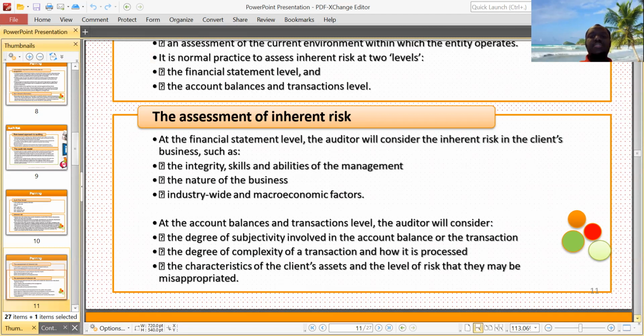At the account balances and transactions level, the auditor will consider the degree of subjectivity involved in the account balance or transaction, the degree of complexity of a transaction, how complex this transaction is, what the characteristics of the client's assets are, and the extent to which they can be misappropriated. So when you look at the transaction level, you need to look at how complex the transaction is and what subjectivity goes into it. It's very, very important.